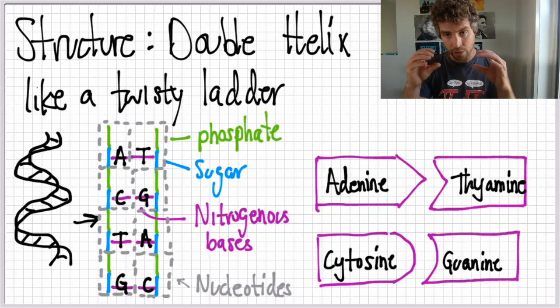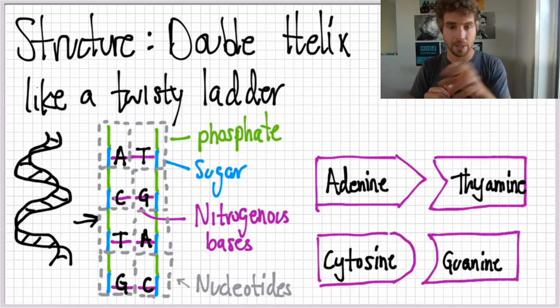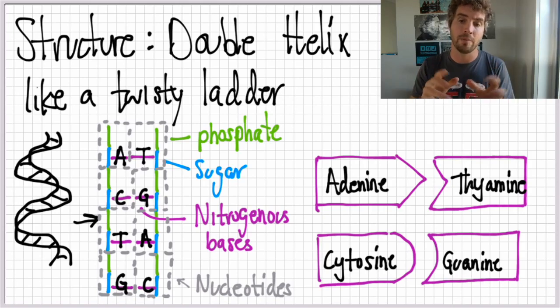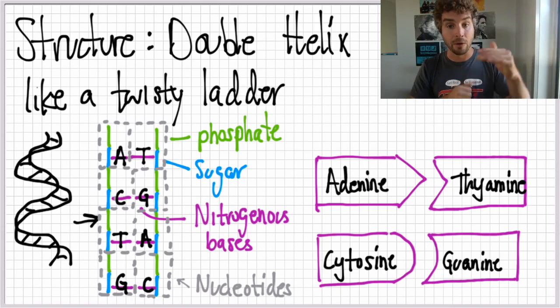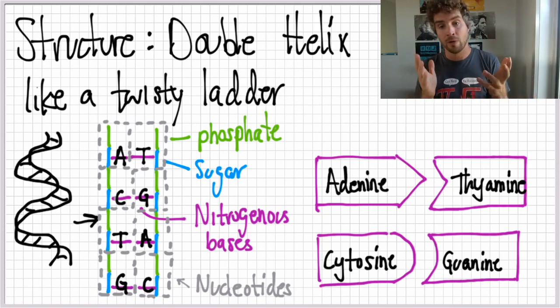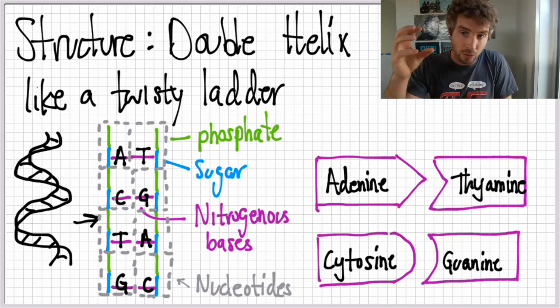So those nitrogenous bases that connect, they're the rungs of the ladder. They only connect to certain ones. It can't be an adenine and cytosine. It cannot be an adenine and guanine, and so on and so forth. Adenine always connects to thymine, and cytosine always connects to guanine. Gotta know that.